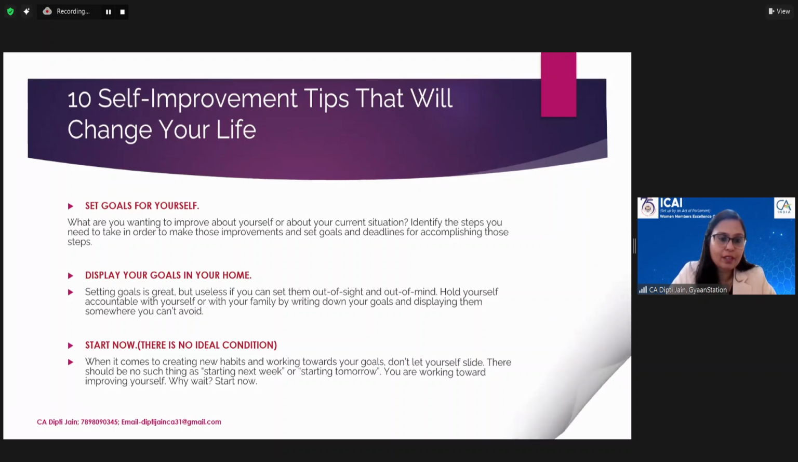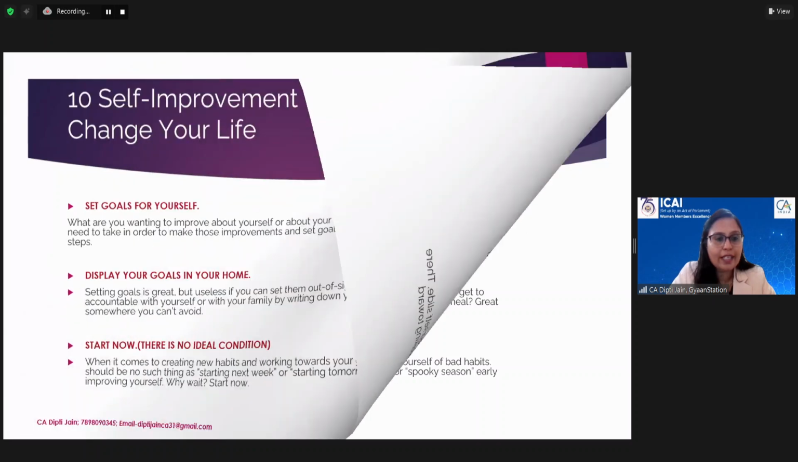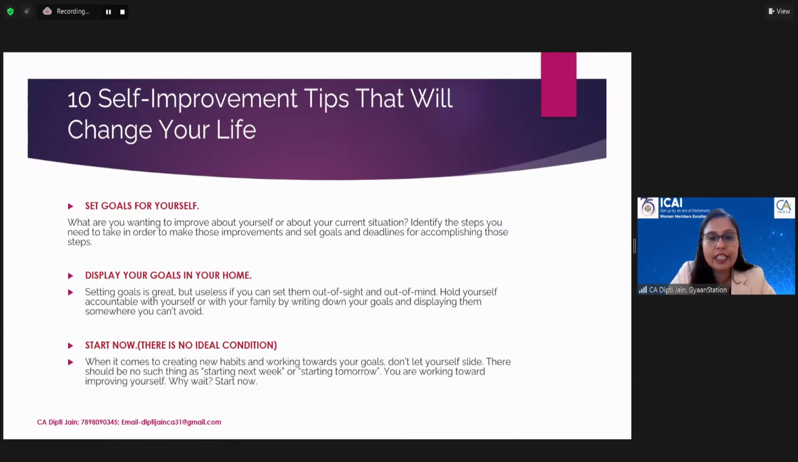Start now. As I've already told, there's no ideal time in life. When it comes to creating new habits and working towards your goal, don't let yourself slide. There should be no such thing as starting next week or starting tomorrow. You are working toward improving yourself, so why wait? Start right now, from this moment. Enough time, enough life has already gone. Just start from now and make the best utilization of every day you are blessed with in this life.